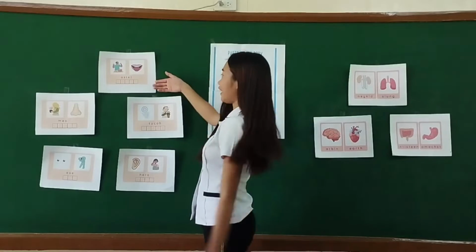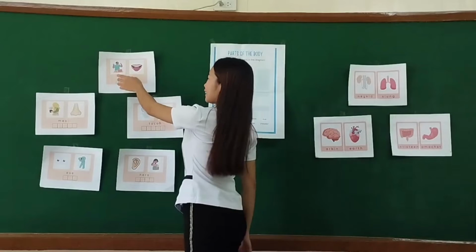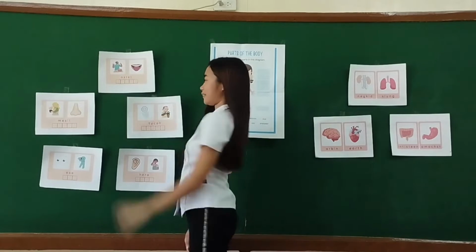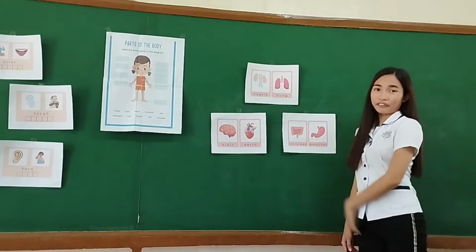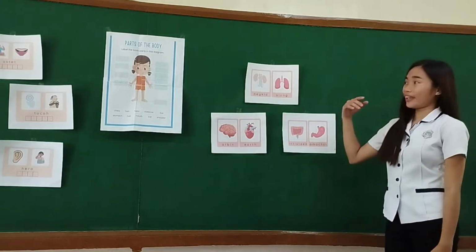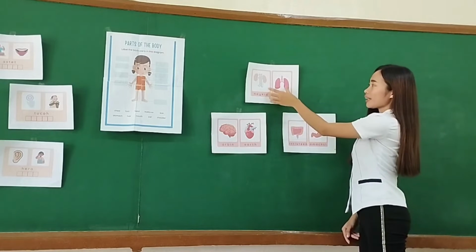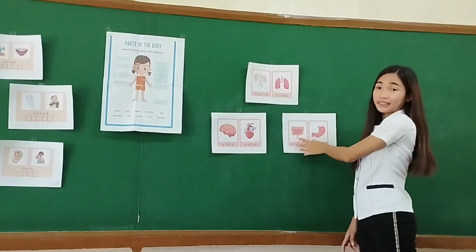So for grade 3, you will guess the pictures by arranging the jumbled words in the box. For grade 4 students, you will arrange the letters to form the correct name of the pictures.